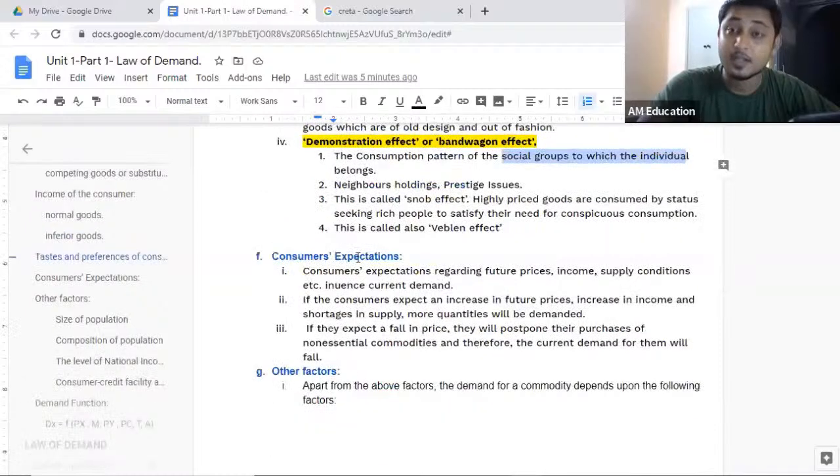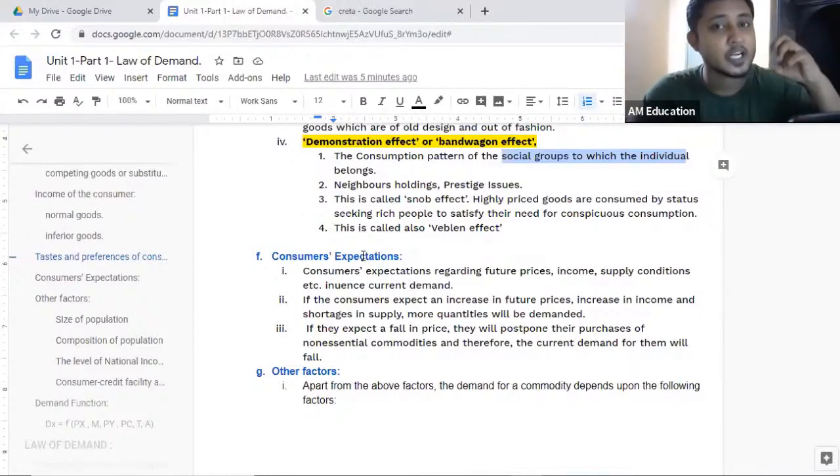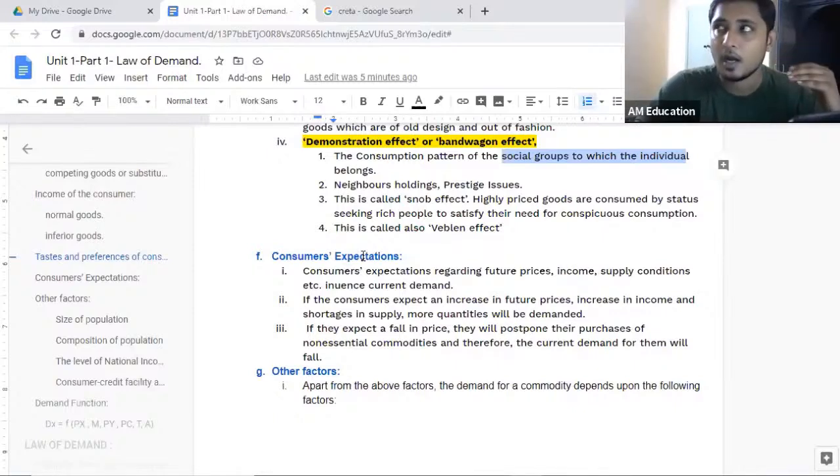And then we have consumers' expectations that will determine the demand for a certain good. How are consumers' expectations determining the demand for a certain good? Do you guys remember recently all around India, the prices for onions rose like anything before the COVID thing happened? Remember in June or December or Feb? Yeah, the onion price increased a lot, no?